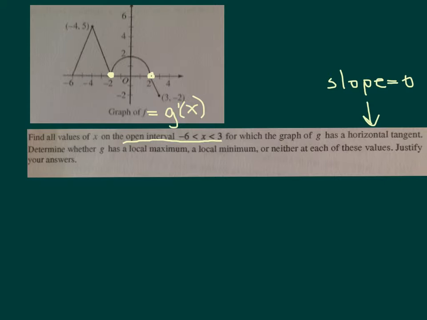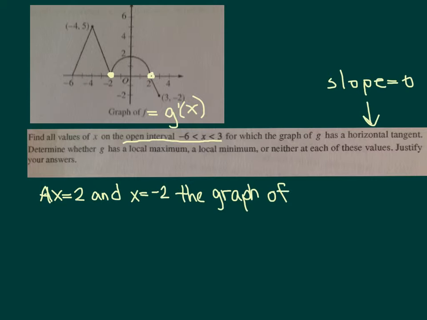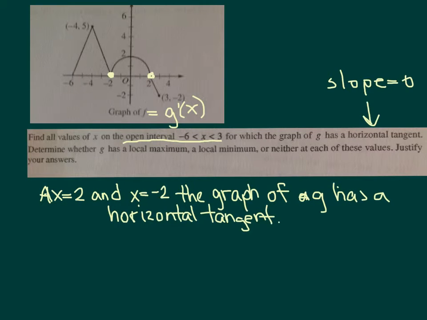Okay, so we would say at x equals 2 and x equals -2, the graph of g has a horizontal tangent. Now this next part is asking about maximums and minimums. Okay, now in order for a graph to be a maximum and minimum at these horizontal tangents, the sign of the derivative must change.